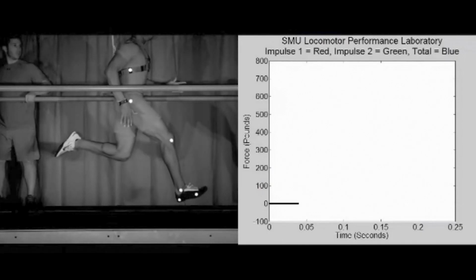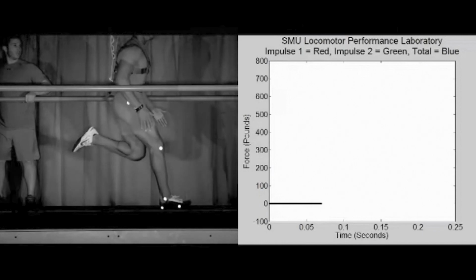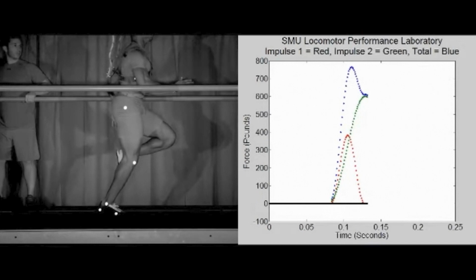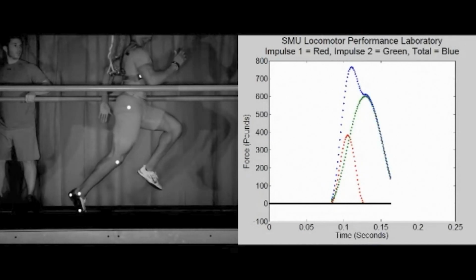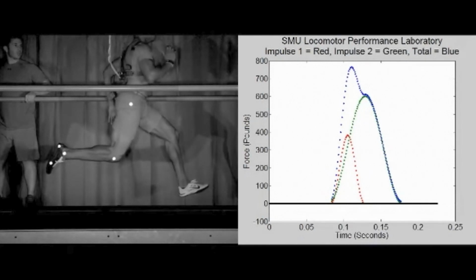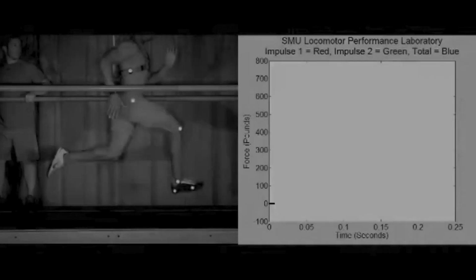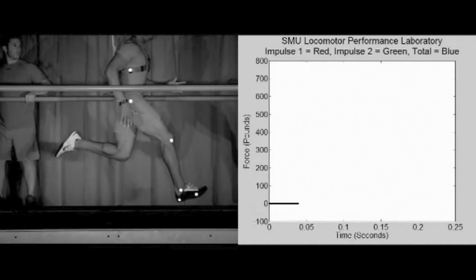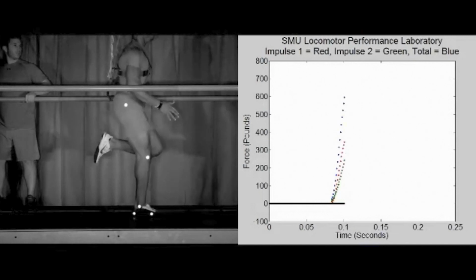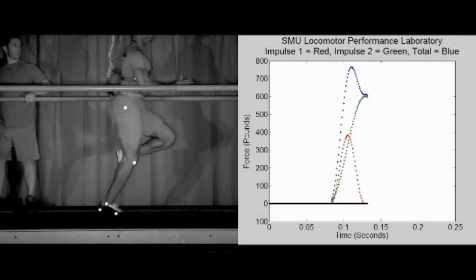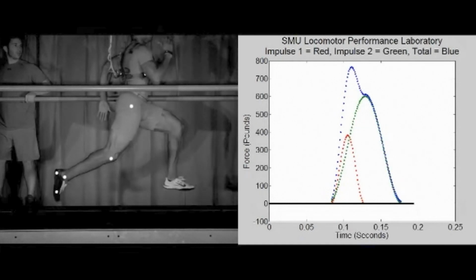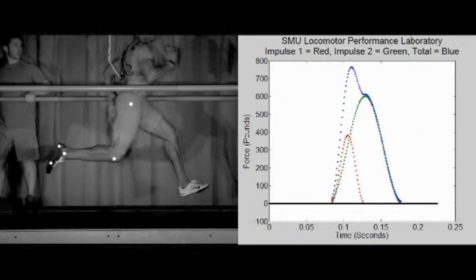Aristotle theorizes that running vertical force-time waveforms consist of two components, each corresponding to the motion of a portion of the body's mass. A smaller component corresponds to the impact of the lower limb with the running surface, as represented by the impulse 1 curve in red. A larger component corresponds to the accelerations of the remainder of the body's mass, as represented by the impulse 2 curve in green. The total vertical force-time waveform is a sum of these two components, as represented by the blue curve.